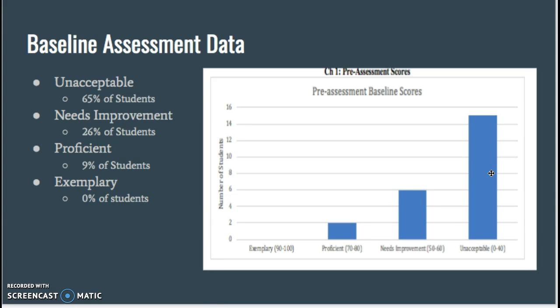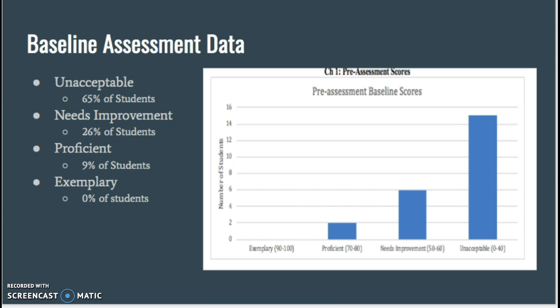So 15 students out of my 23 scored unacceptable, which is a 40% or below. 6 of my students, which is 26%, scored needs improvement, which is anywhere from a 50 to a 60%. 2 of my students scored a 70 to an 80%, which is proficient. And then none of my students scored exemplary. So what this really tells me is that they haven't really been introduced to the basics or the elements of a thesis statement. Many of them, there was no indication of them trying to even write a thesis statement.